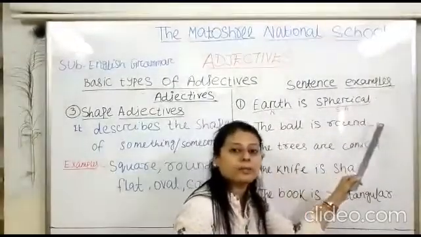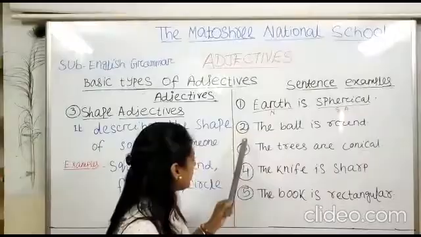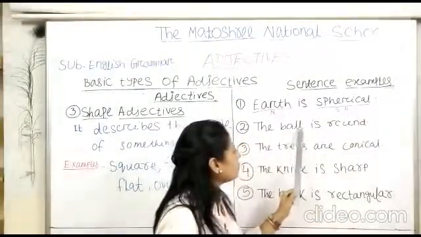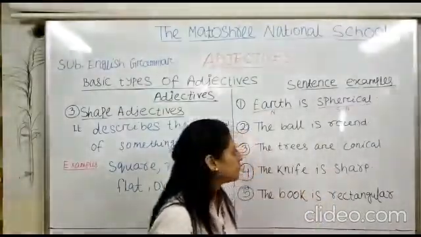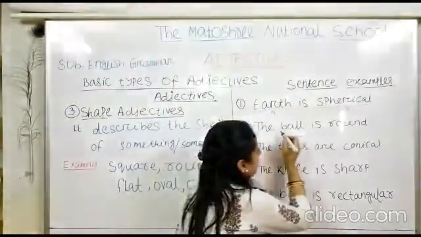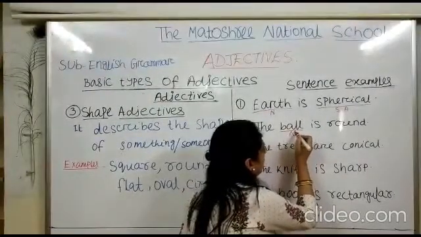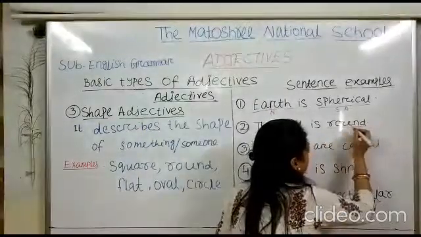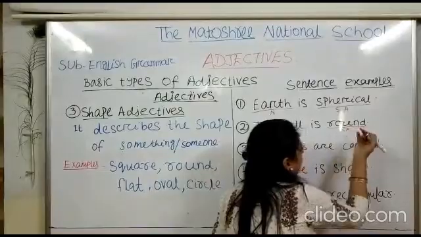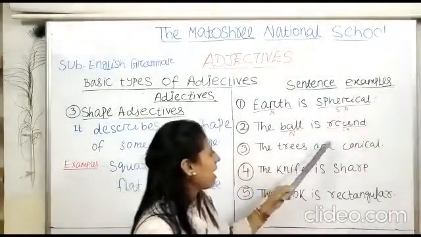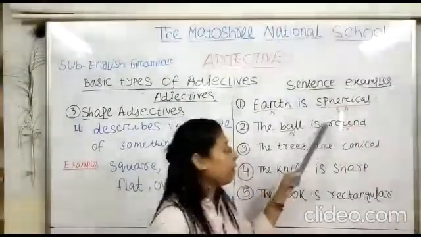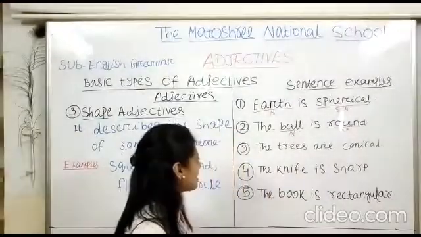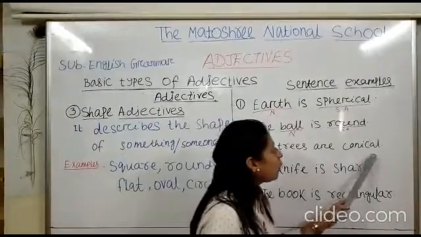Earth is spherical. Second is the ball is round. Here ball is a noun and round is a shape adjective, where it describes about the ball, about this noun. The ball is round.